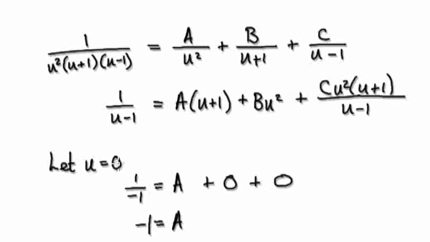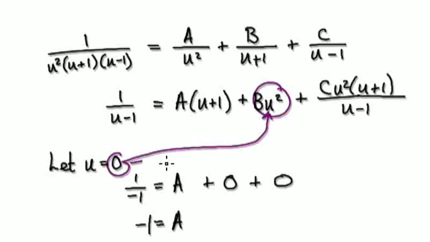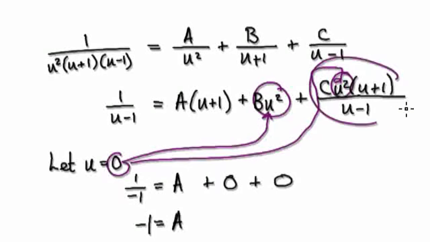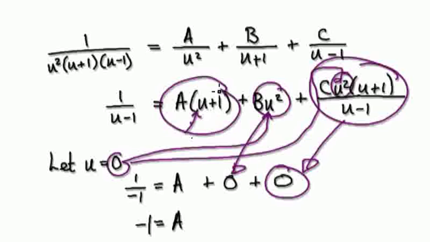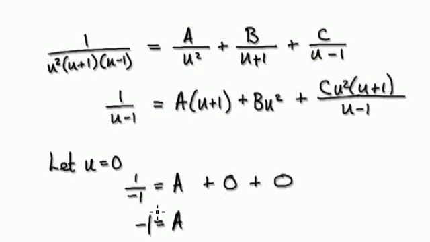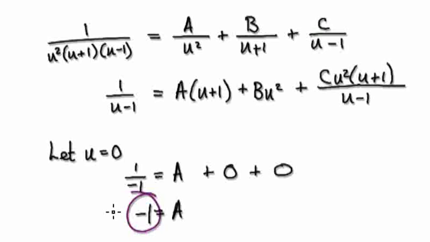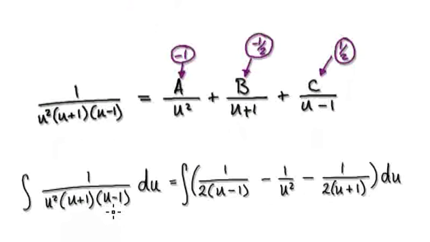And then if you let u be 0, this thing here will be 0. Put 0 into here. This thing here will be 0, making the whole thing 0. So that's 0 here, 0 here, and this thing here. Put 0 into here, this thing here will be 1. So 1 equals blah blah blah. So A equals negative 1. So now we know A, B, and C.